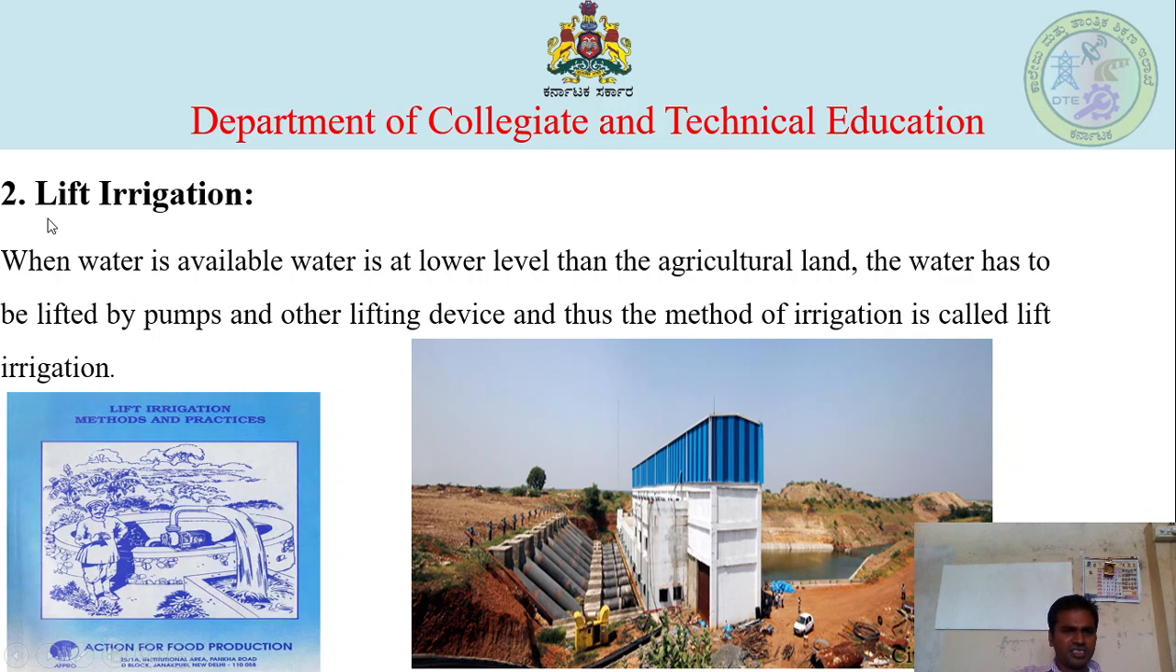Next one is the lift irrigation system. When the water is available at a lower level than the agricultural land, the water has to be lifted by pumping machines or lifting devices. Thus, this method is called lift irrigation. This figure shows lift irrigation done by the well. Here also lift irrigation is done by the canal system.